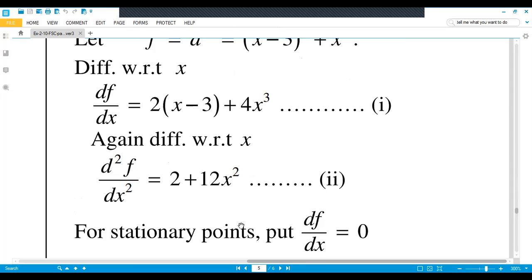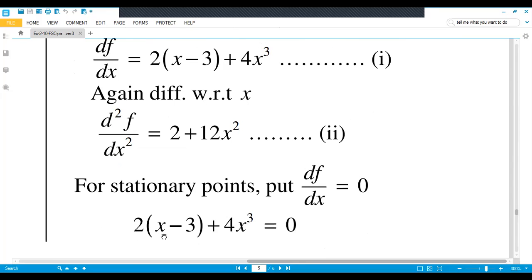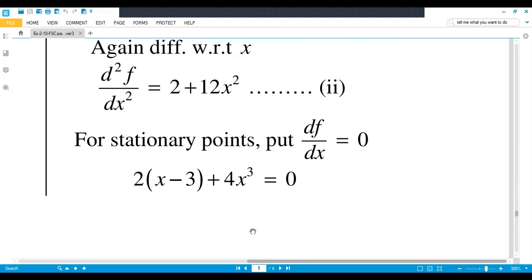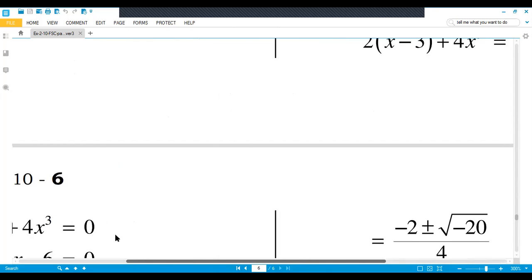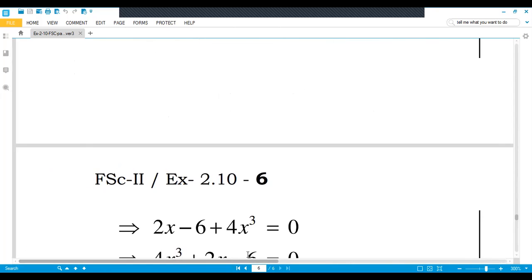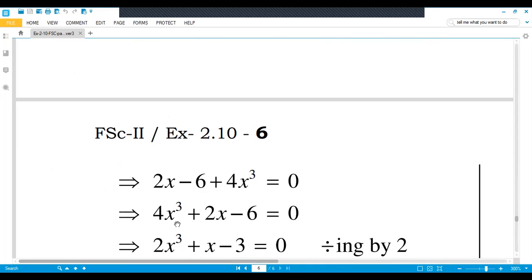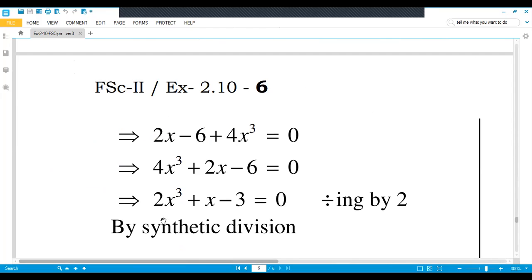To find the critical point, what will we do? The first derivative is equal to 0. So 2 into (x minus 3) plus 4x cube is equal to 0. Multiplying inside, 2x minus 6 plus 4x cube, that is 4x cube plus 2x minus 6 equal to 0. Divide both sides by 2, so you get 2x cube plus x minus 3.